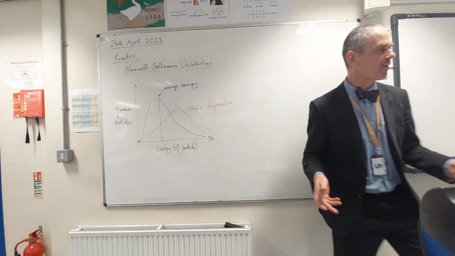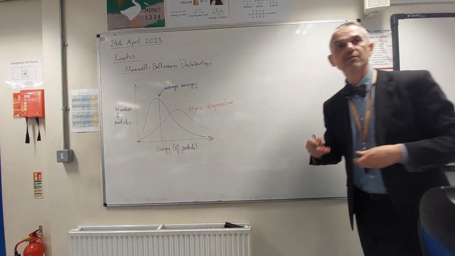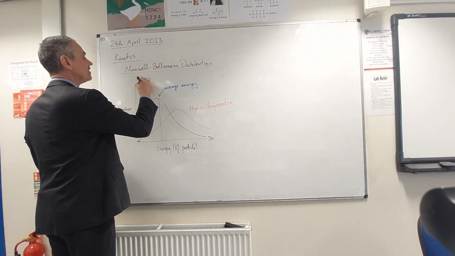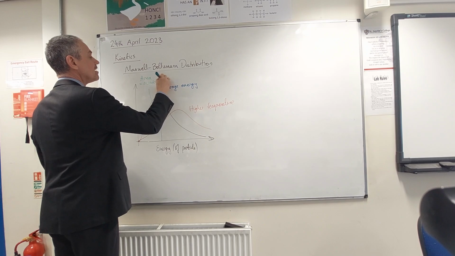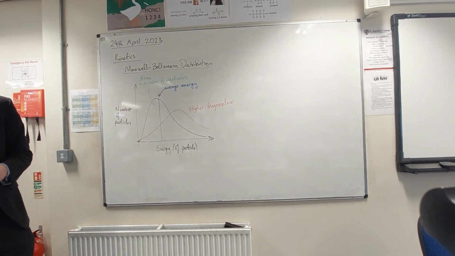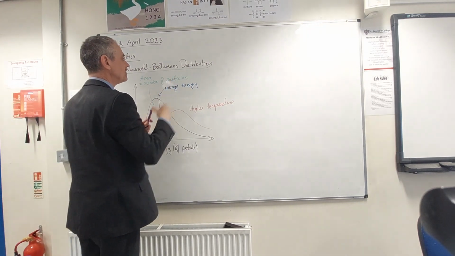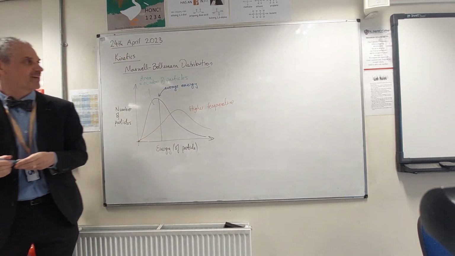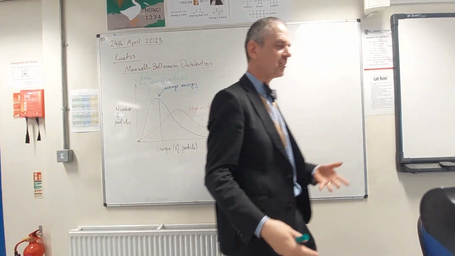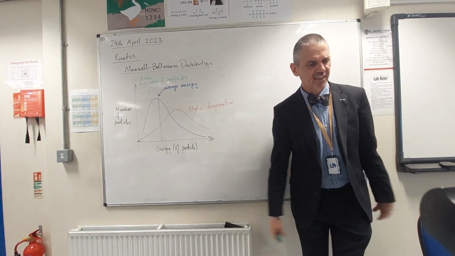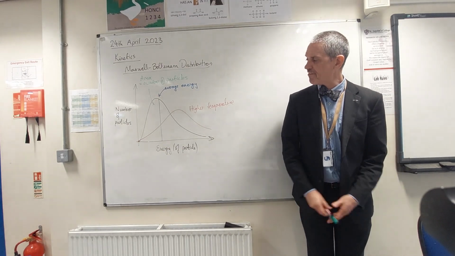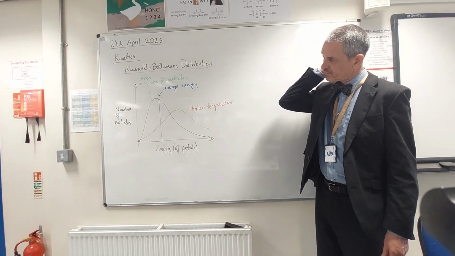What's the area under the graph represent? The number of particles. Area under the curve represents the total number of particles. So if I increase the temperature of the gas, of course, I've still got the same number of particles, unless it's reacting. Let's not go there. So the area remains constant.